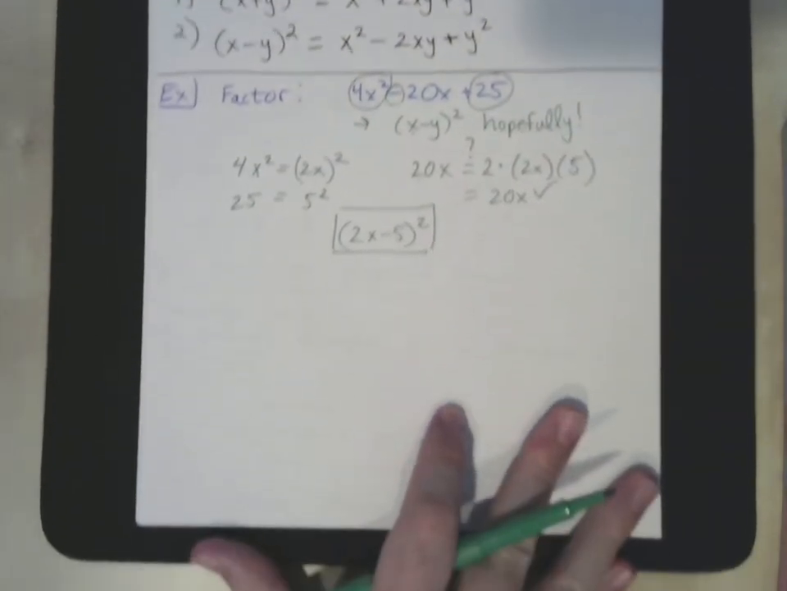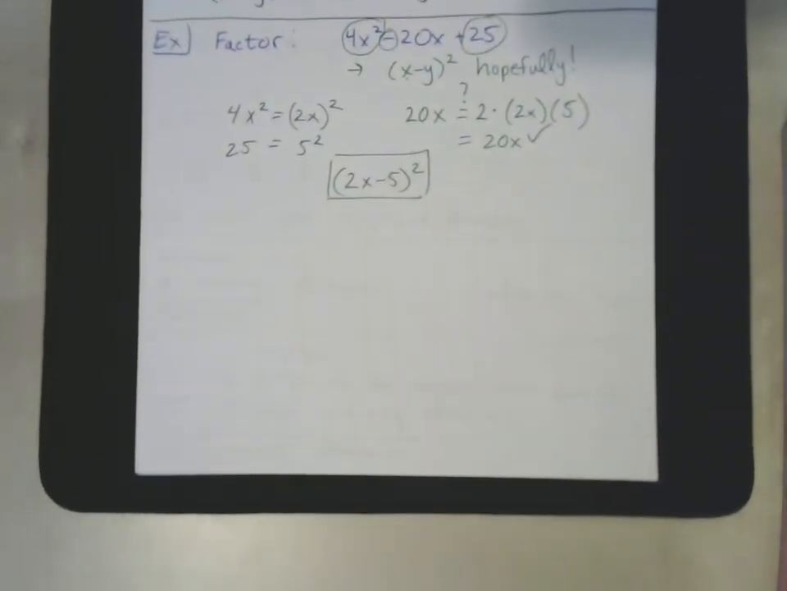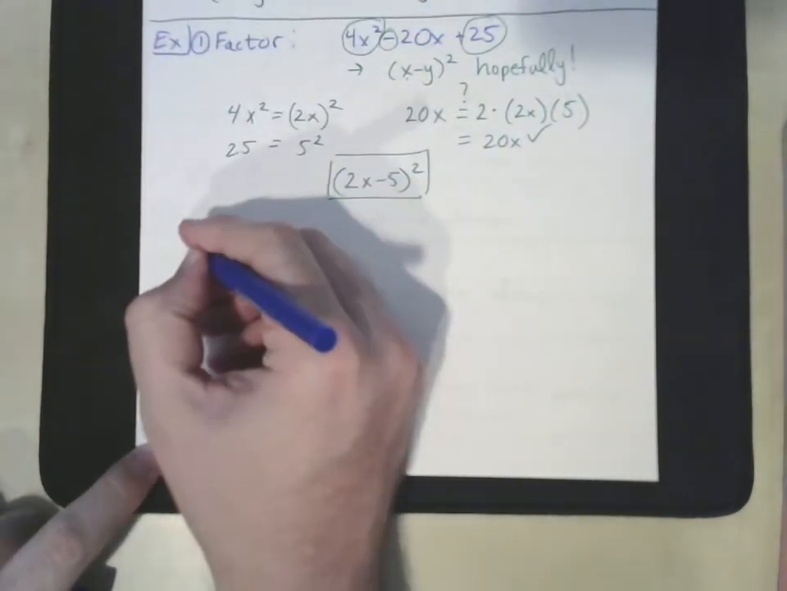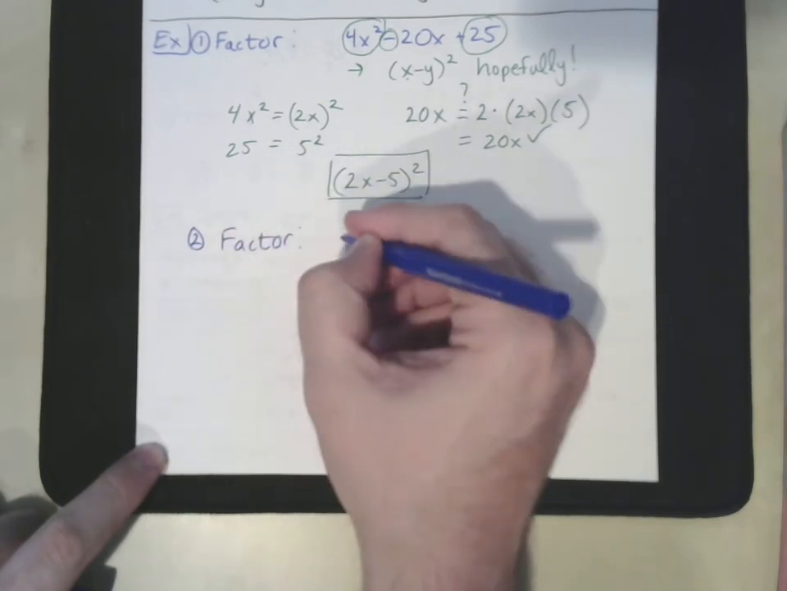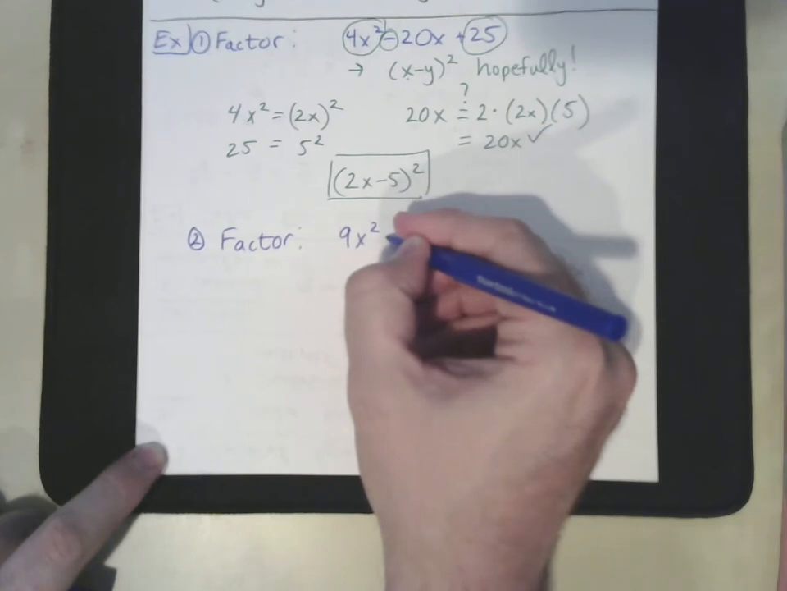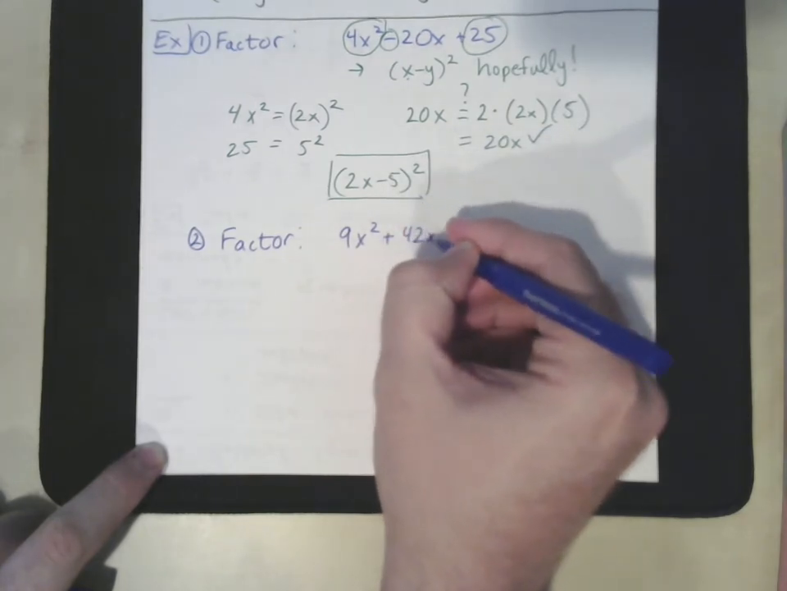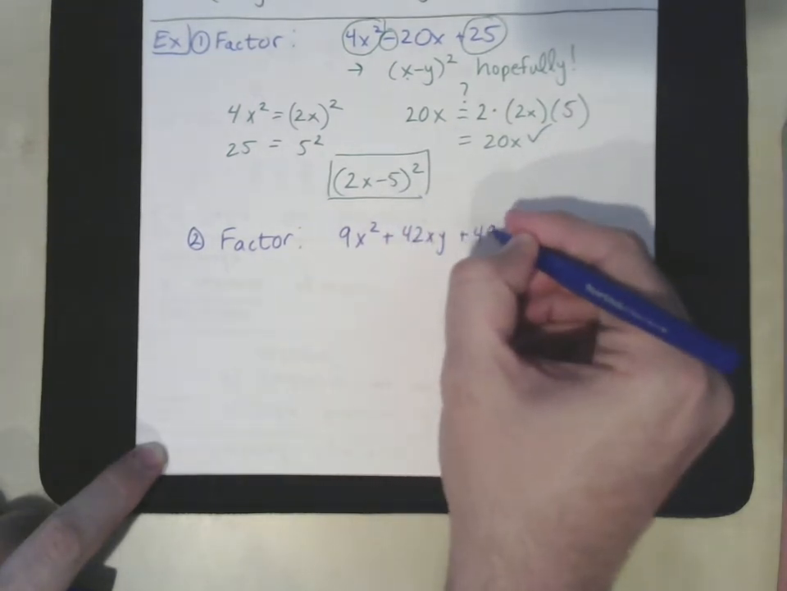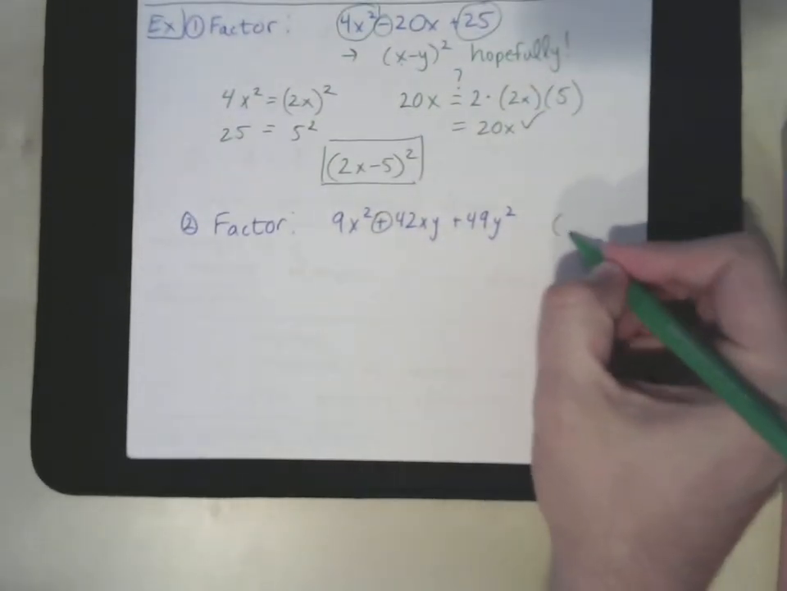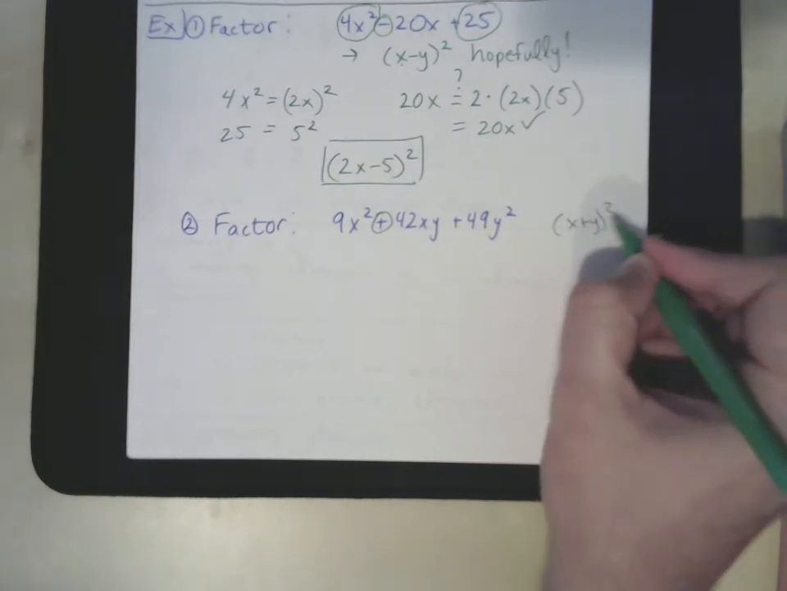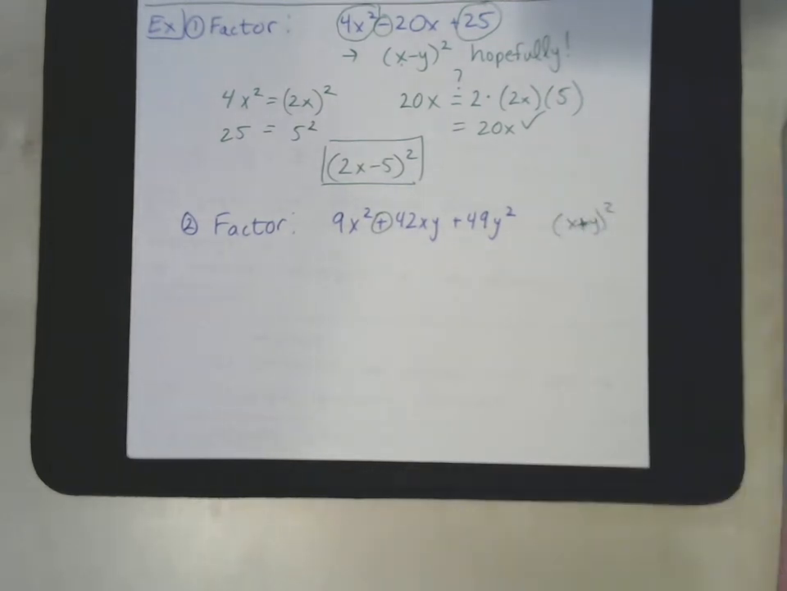So let's take a look at another example. So let's say this was example 2. Now factor 9x squared plus 42xy plus 49y squared. So we're looking at this term right here. Since it's a plus, we're already thinking x plus y quantity squared. That's the form we're thinking of.